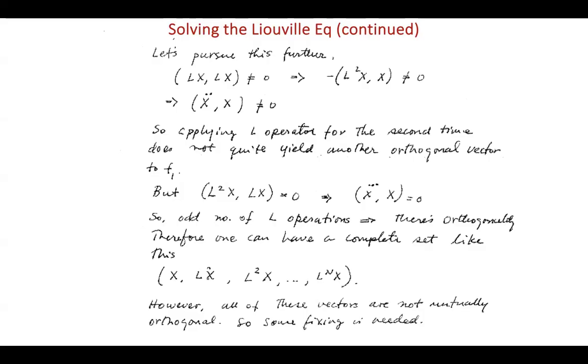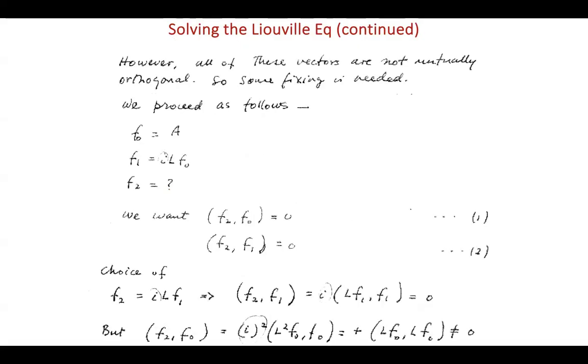But x triple dot will work with the same logic as x dot worked. So if you want to make an orthogonal set like this, x, then Lx, L squared x, only the odd ones will be orthogonal. The even ones won't. That's the problem. It doesn't work in general. It works for F0 and F1, but it doesn't work from F1 to F2. So from F1 to F2, you have to now come up with a new strategy.